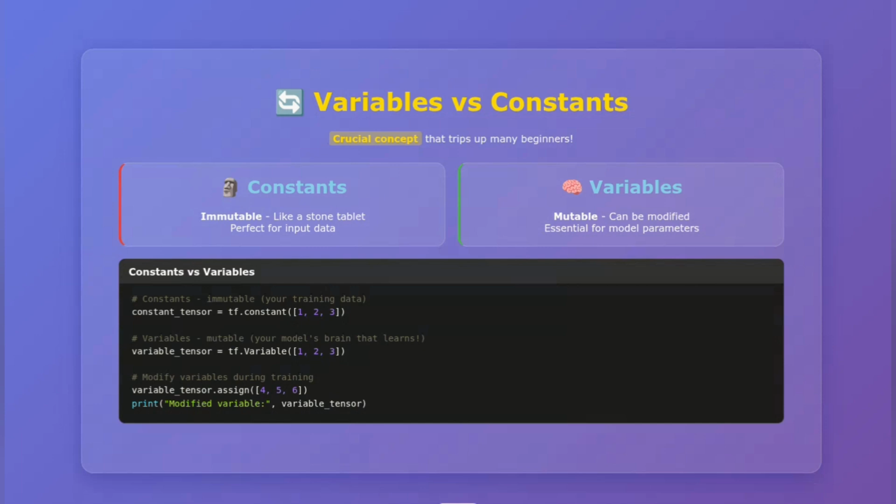Why does this matter? In machine learning, your model needs to learn. The weights and biases in your neural network start with random values and gradually improve through training. Constants are perfect for your input data. That doesn't change. But variables are essential for model parameters that need to update during training. Think of it this way. Constants are your training data, fixed. But variables are your model's brain, constantly learning and updating.